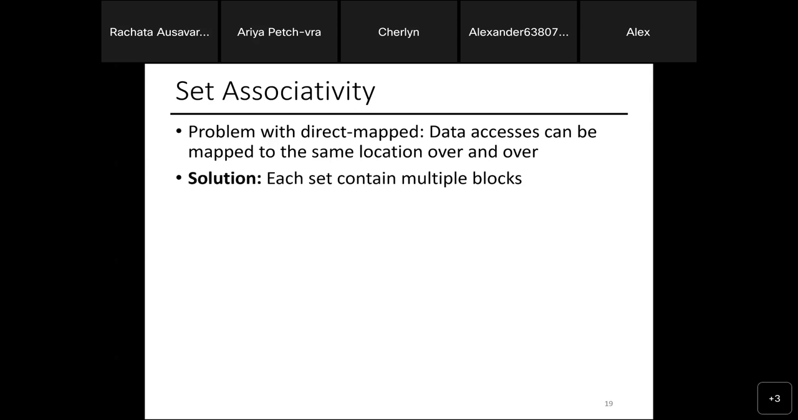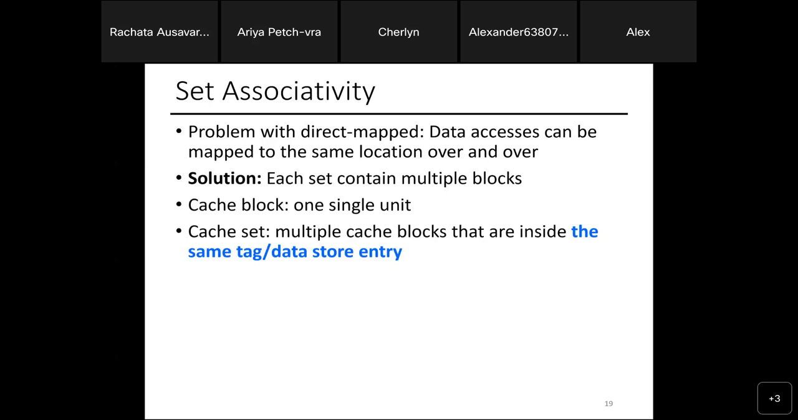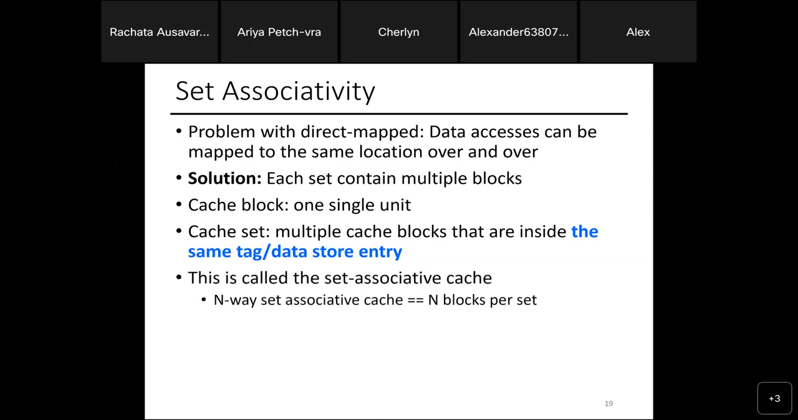It can be two, three, four, depending on the design choice, right? Each cache block is like one single unit, and in a set, you put multiple blocks in. And we call this N-way set associative cache.